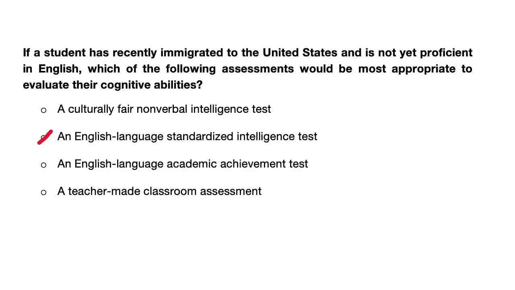We can eliminate the English language standardized intelligence test since this would not be appropriate because language barriers could negatively affect the student's performance, making it an inaccurate measure of their true abilities. Similarly, an English language academic achievement test is also not ideal because it focuses on learned knowledge rather than innate cognitive ability, and the student's limited English skills would unfairly lower their score. A teacher-made classroom assessment is useful for measuring student progress, but it lacks standardization and may not provide an objective measure of cognitive ability. The best option in this scenario would be a culturally fair nonverbal intelligence test.